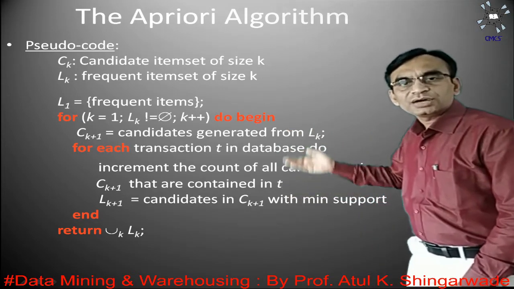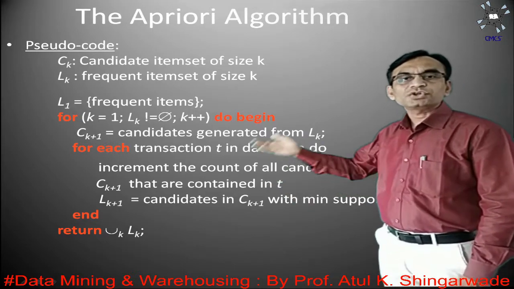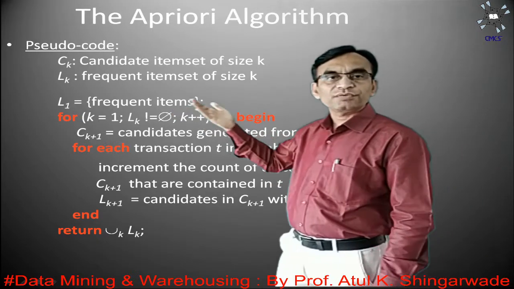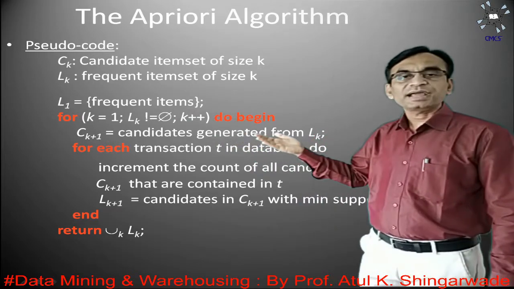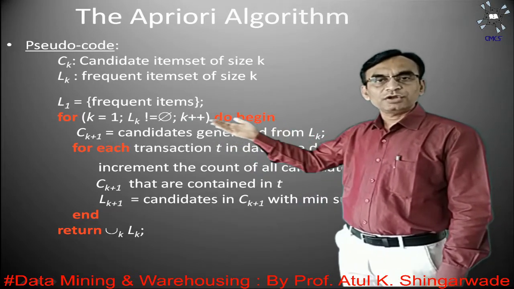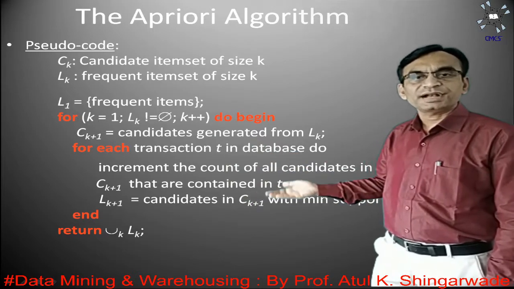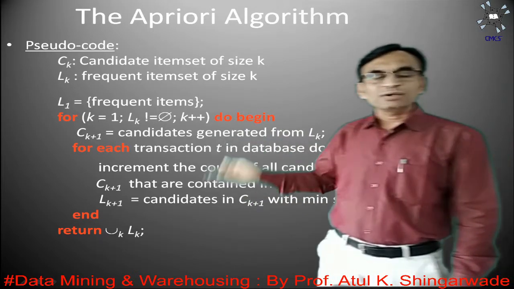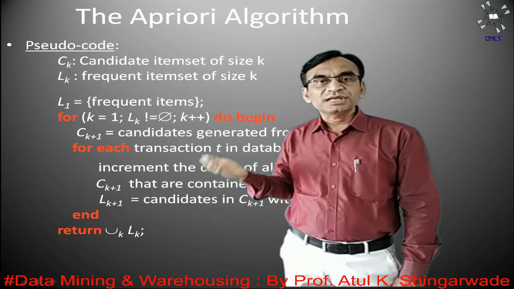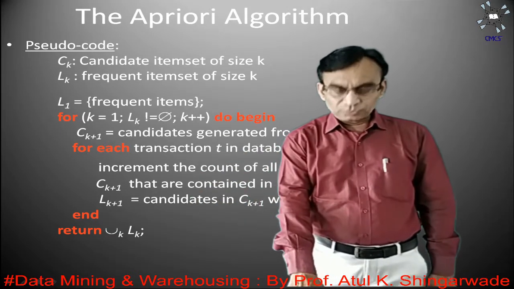So this happens for each value of k from 1 to 5, where every time we increase the value of k by 1, and likewise we generate those candidates. So this is the algorithm for finding those frequent patterns.